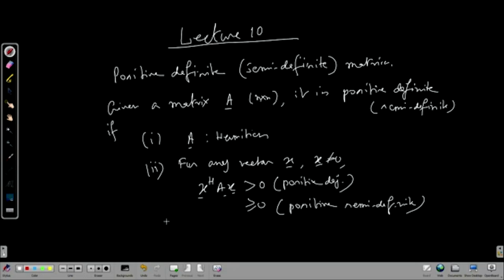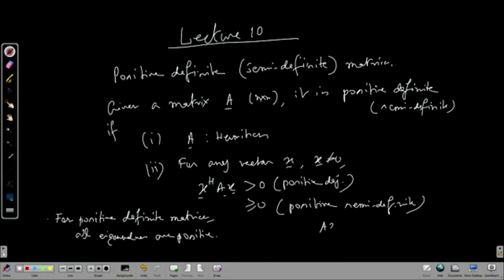Now, for positive definite matrices, it is a Hermitian matrix. So, eigenvalues are real, but if it is positive definite, eigenvalues are just not real, they are positive. How?